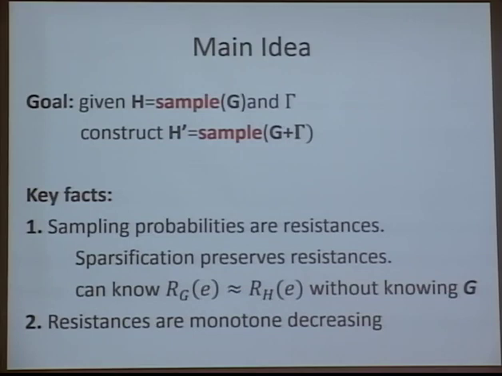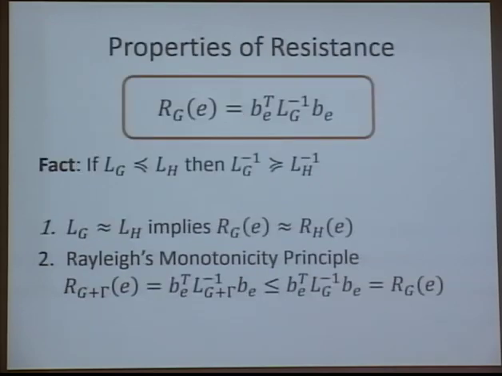And the third thing is that resistances are monotone decreasing as you add edges to a graph. This is physically very clear. If I take a circuit and add some wires, the resistances are only going to go down. So these are the properties, and here's the proof.